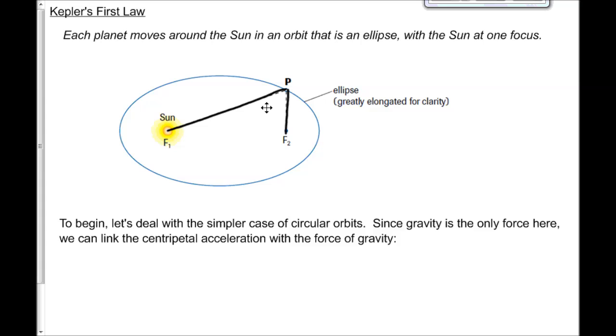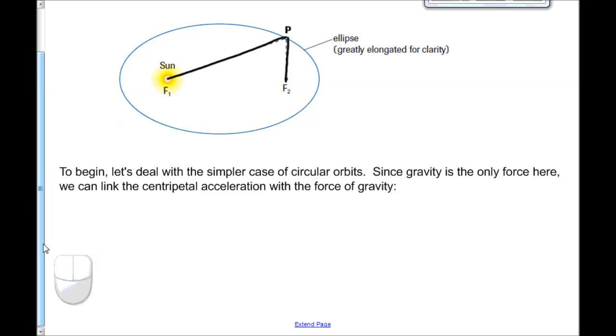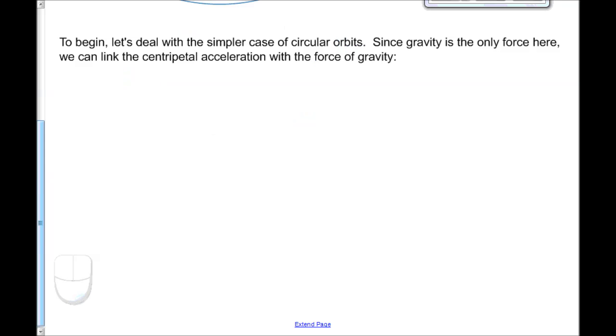So again, this was one of those cool first things that Kepler said, that everything's an ellipse. But a special case of an ellipse, if the foci are right on top of each other, is a circle. And since we know lots about circles, let's start with a simpler case of circular motion. Let's try and link our idea of force and circular or centripetal motion and see if we can come up with what's going on here.